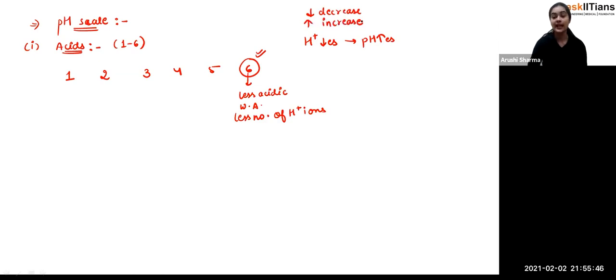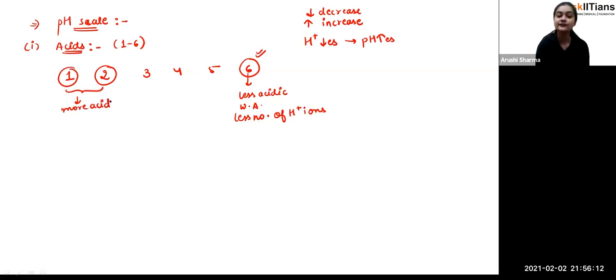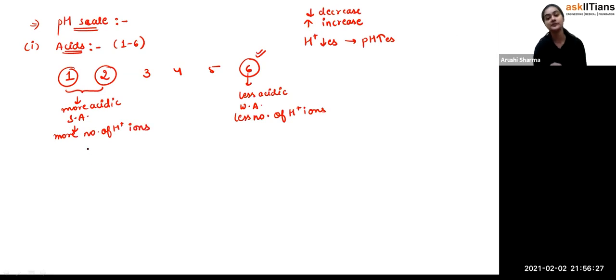So if you have two acid solutions, and for example one has pH 2 and the other has pH 5, which will be more acidic? Obviously pH 2, because in the case of pH 2 there will be more H ions. So if the pH is 2 or 1, it will be more acidic, and if it is more acidic, it will be a strong acid. For a strong acid, we have already seen that there will be a larger number of H ions.